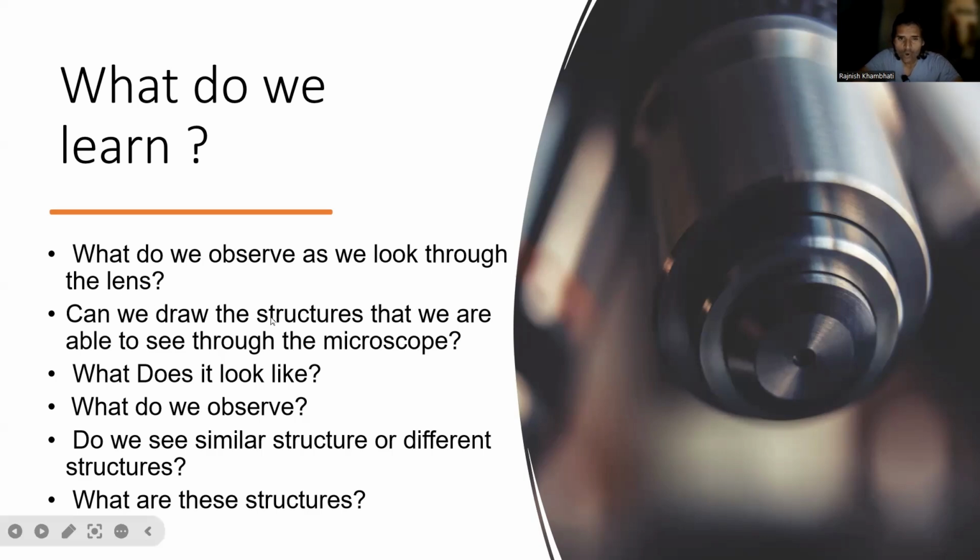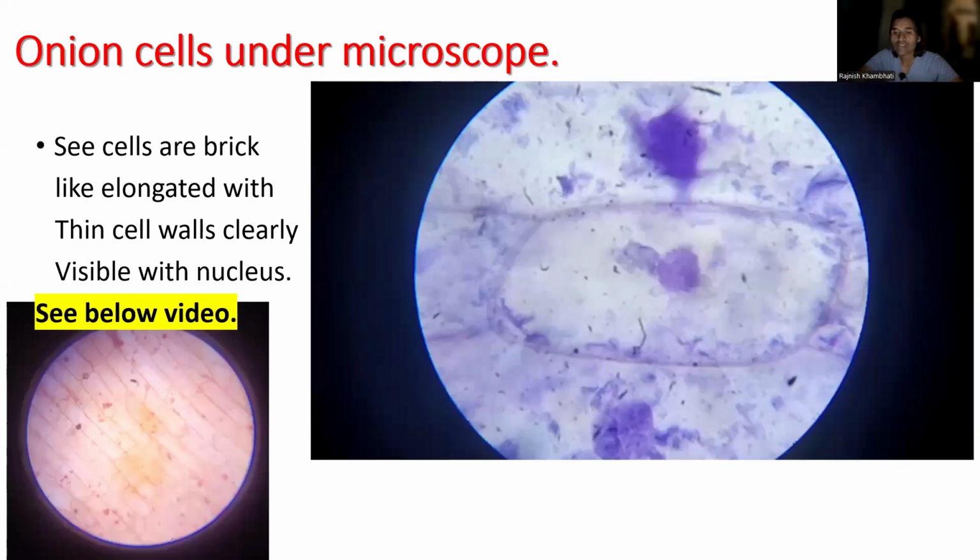Then, can we draw the structure that we are able to see through the microscope? Can you draw the cell from the microscope? Yes. Let me go back. Now you can see, try to draw this structure. If you are confused about how to draw, I will help you. Just draw like this. Just draw this boundary. This is the boundary, and in the center this is the nucleus, and then we have to give them names.